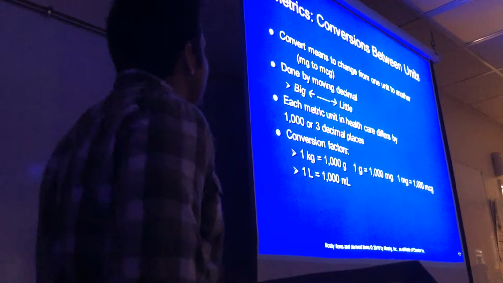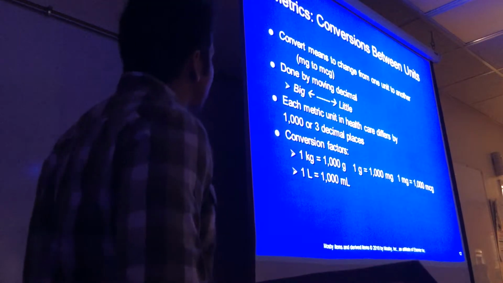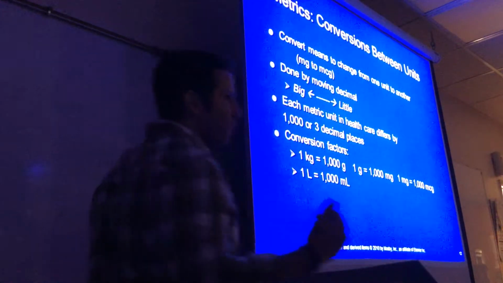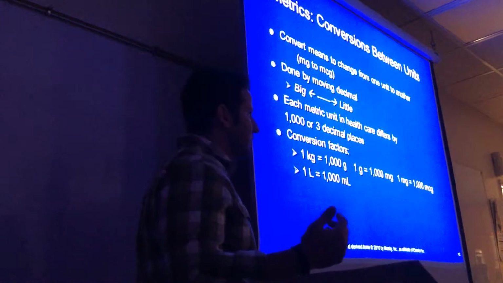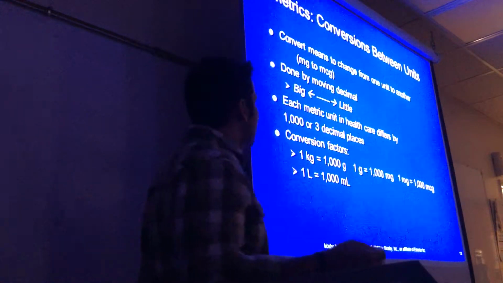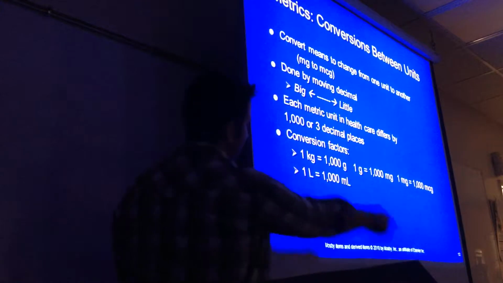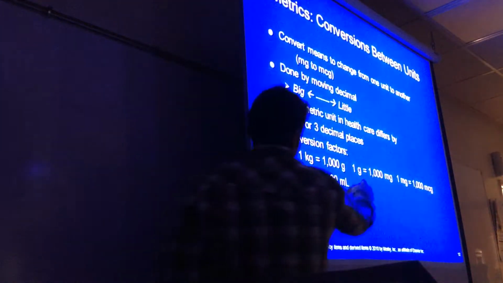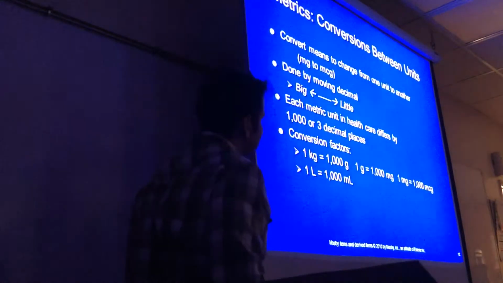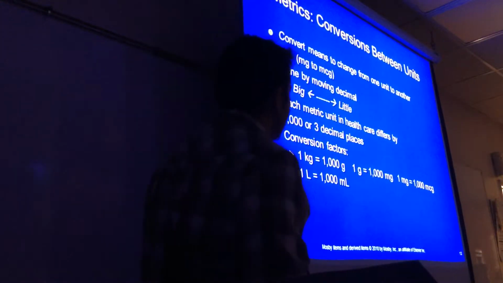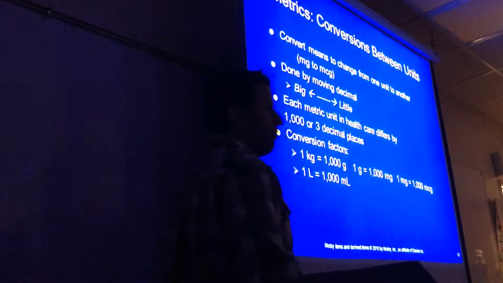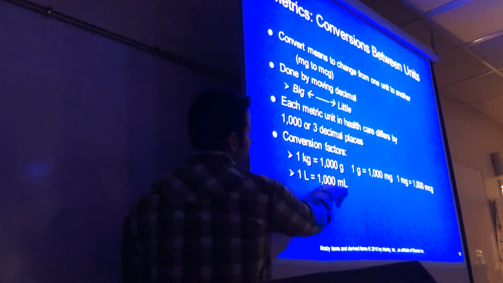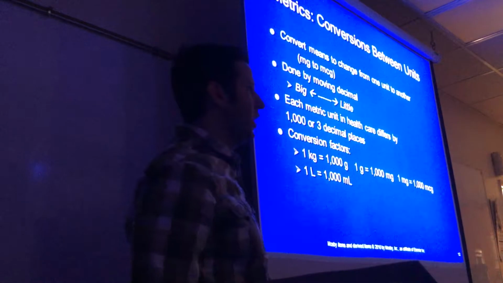So each metric unit in healthcare differs by 1,000, or 3 decimal places. Like I was talking to you before, remember we were talking about 1,000,000 versus 1,000 when it comes to those conversions. This is exactly what I was talking about. 1 kilogram equals 1,000 grams. 1 gram is 1,000 milligrams. 1 milligram is 1,000 micrograms, okay? Remember those. 1 liter is 1,000 mLs, all right?